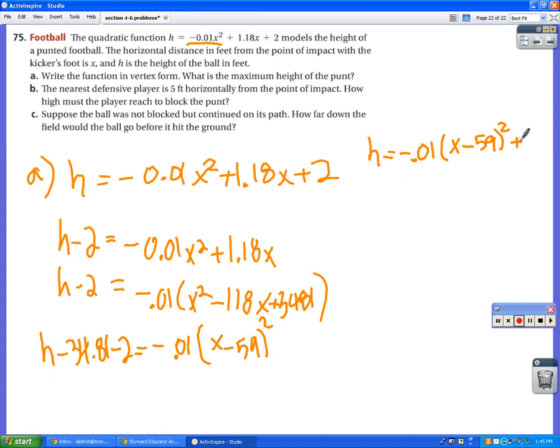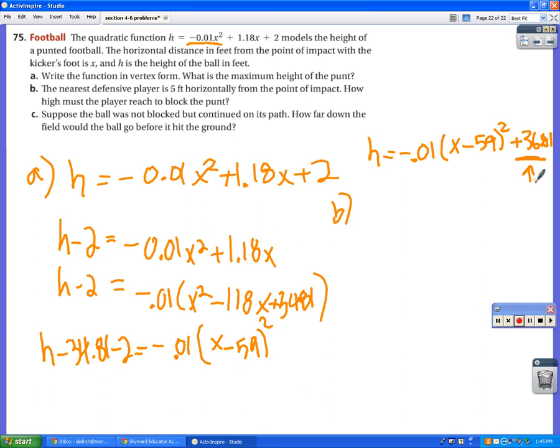plus 36.81. And now that we have it in vertex form, we can answer some fascinating questions about this problem. For example, what is the maximum height of the punt? It's the y coordinate of the vertex. So the maximum height that it's going to get is 36.81 feet.